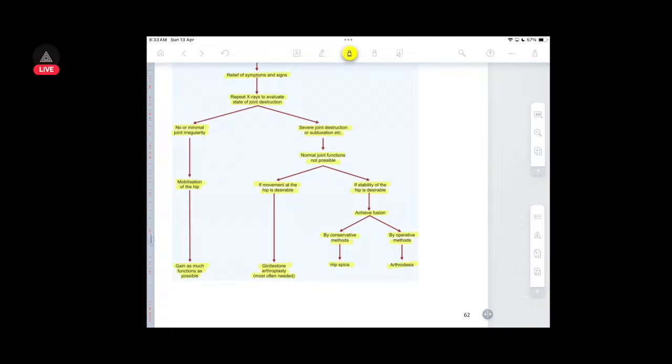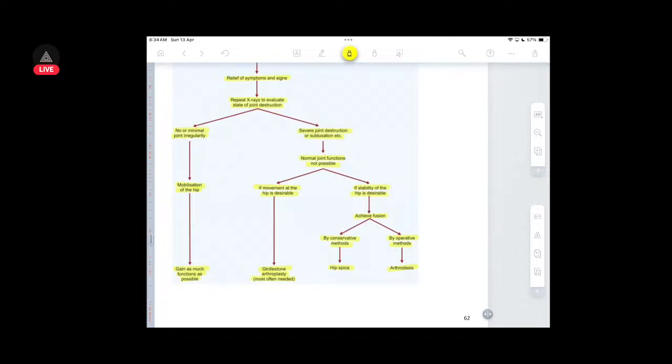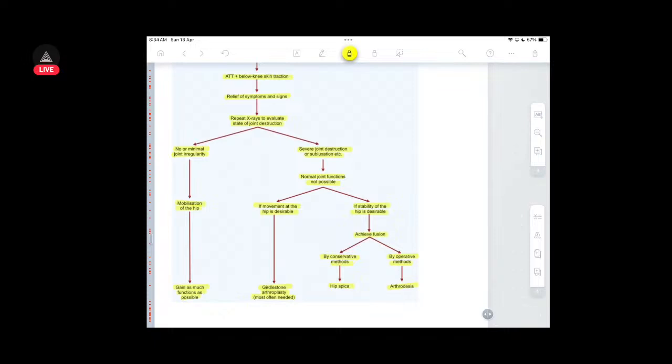Basically amputation of the hip. Amputate the hip, put a hip spica, girdle stone arthroplasty, which is most often needed. You can do mobilization of the hip to provide this.